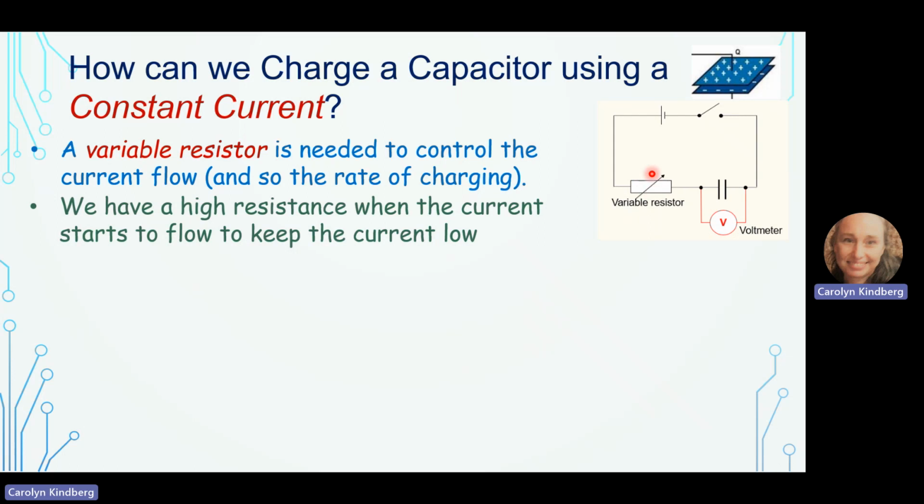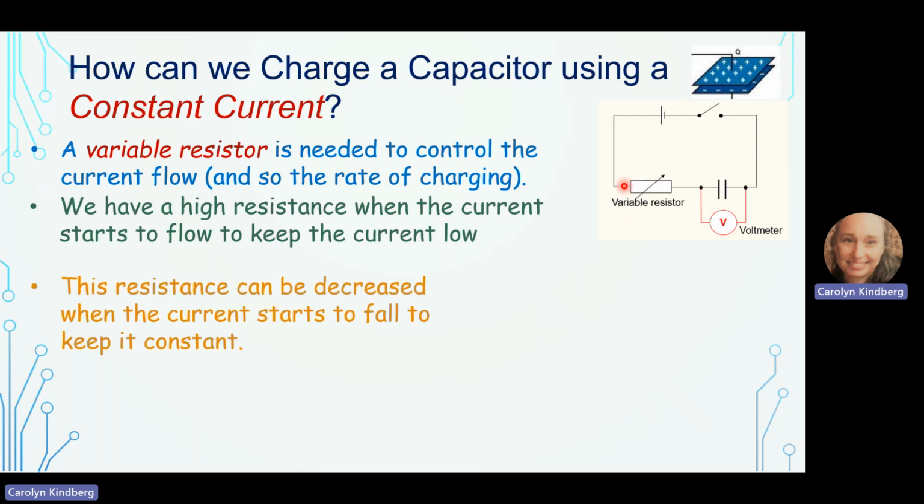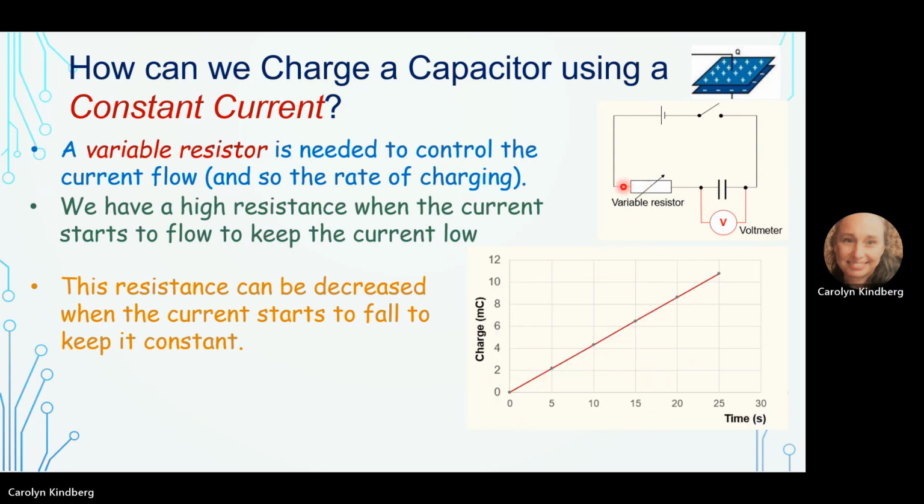The variable resistor must be set to a high resistance when the current starts to flow. This keeps the current from being too much to start with, and as the current would start to fall, we can decrease the resistance of the variable resistor. This way we can keep the current constant.